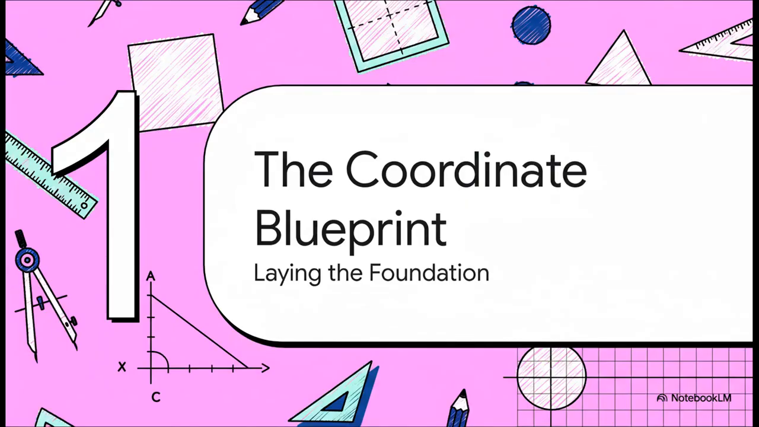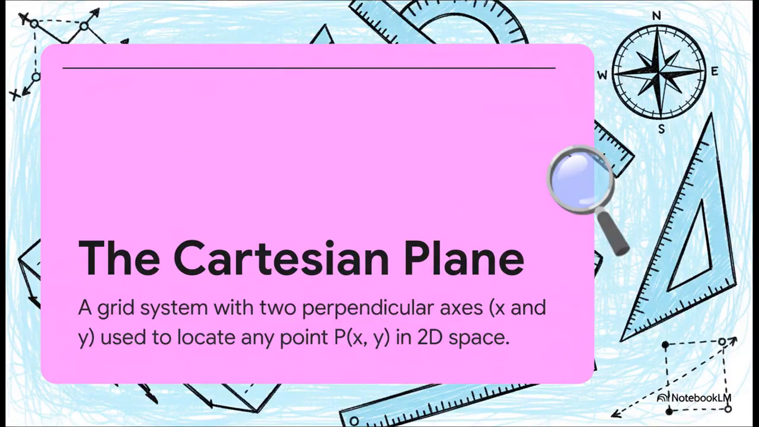First up, the coordinate blueprint. Look, before you can build anything, you've got to lay the foundation. And in coordinate geometry, that foundation is absolutely everything. And that foundation is the Cartesian plane. The best way to think about it is like a universal grid, kind of like a piece of graph paper that stretches out to infinity. It's got two main lines, the x and y axes, that let us give a unique address, we call it P(x, y), to literally any point in space. This simple idea is the magic key that lets us turn geometry into algebra.